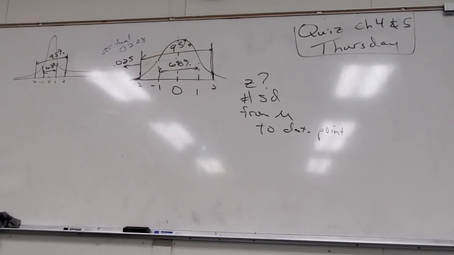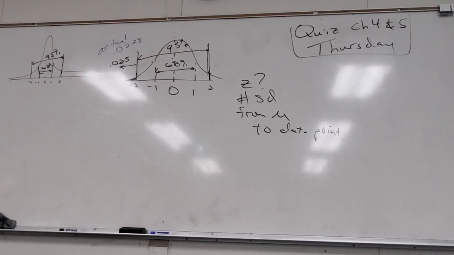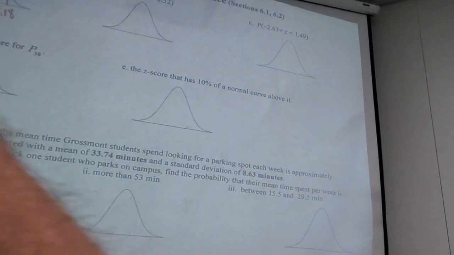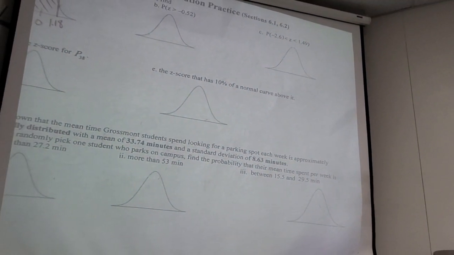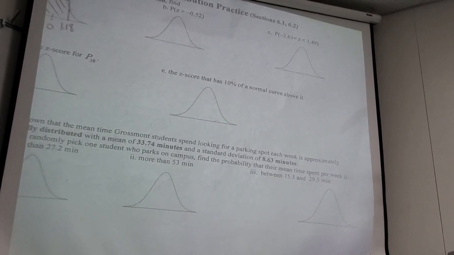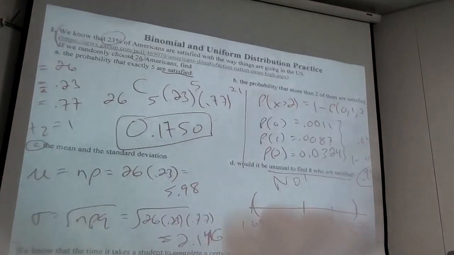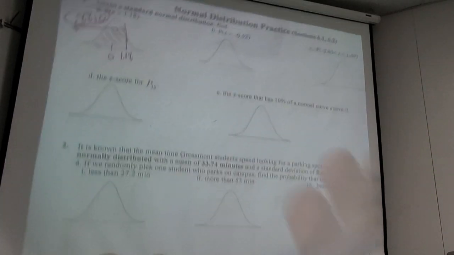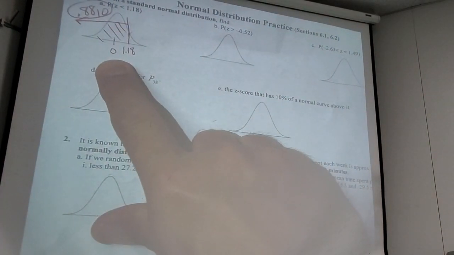So let's look at this. Turn this sucker around. And again, let me know if you need this handout. It's the one that on one side was the uniform distribution and the binomial practice. Right, it had the take a quiz question. Okay. So last time we got this one done.